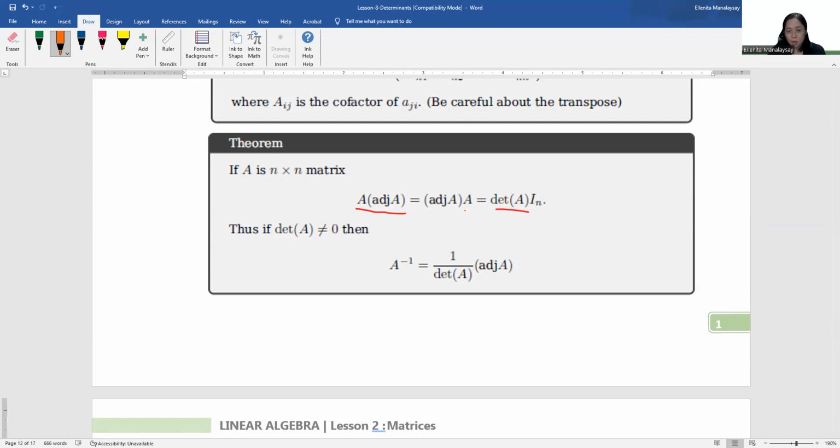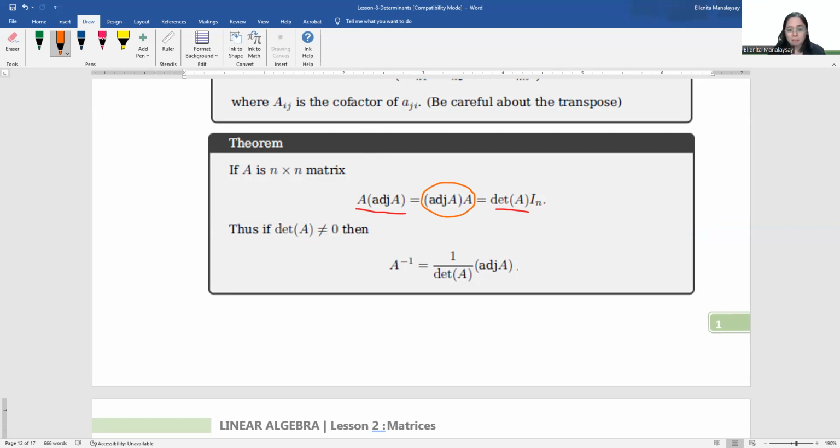So we will get the same if you do the other way around, adjoint A times A. So please verify this. You have the value of the adjoint, multiply it by A. Then you should arrive at this one: determinant of A times the identity matrix, the 3 by 3 identity matrix. So that's the first part of the theorem.